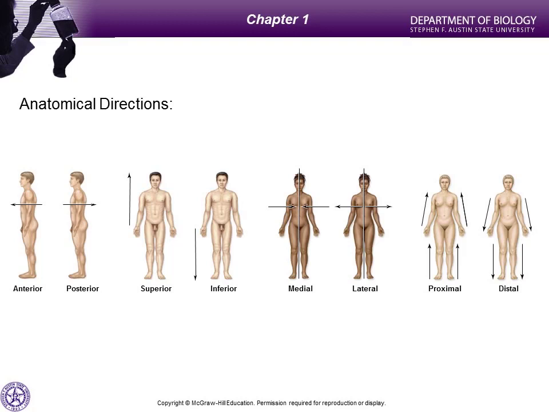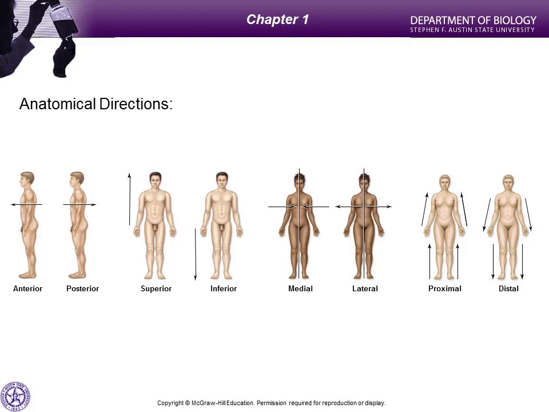Medial and lateral. Medial is along the midline of the body. So if we talk about the heart in its position, the heart is going to be medial. Your wrist is going to be lateral. And so as you move in those directions, that's lateral. As you move back toward the middle of the body, that will be medial.